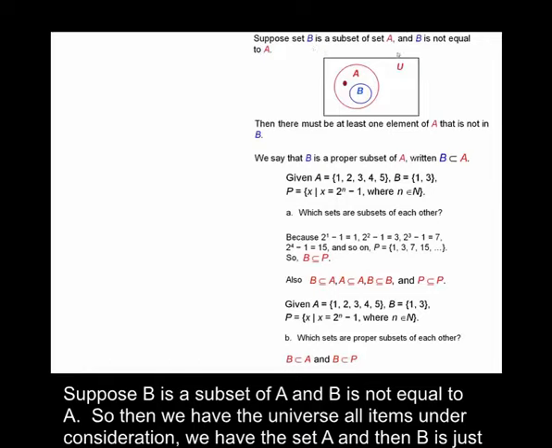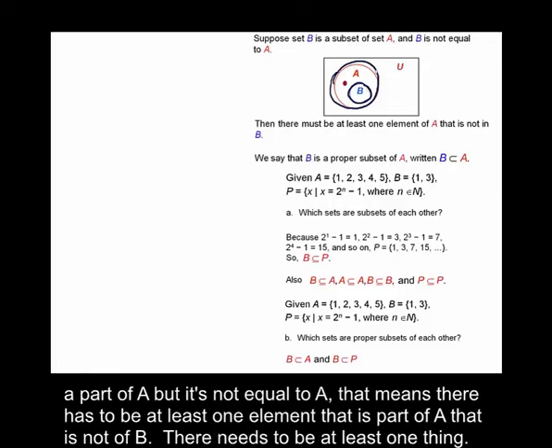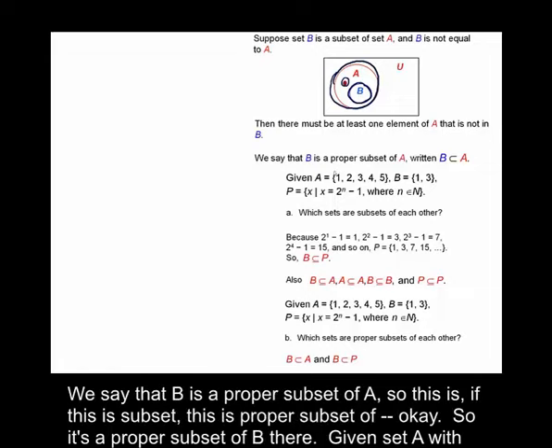Suppose B is a subset of A and B is not equal to A. So then we have the universe, all items under consideration. We have the set A, and then B is just a part of A, but it's not equal to A. That means there has to be at least one element that is part of A that is not part of B. There needs to be at least one thing. We say that B is a proper subset of A.